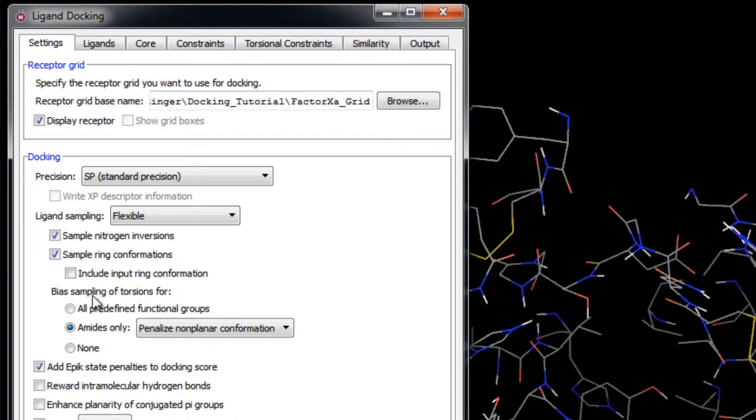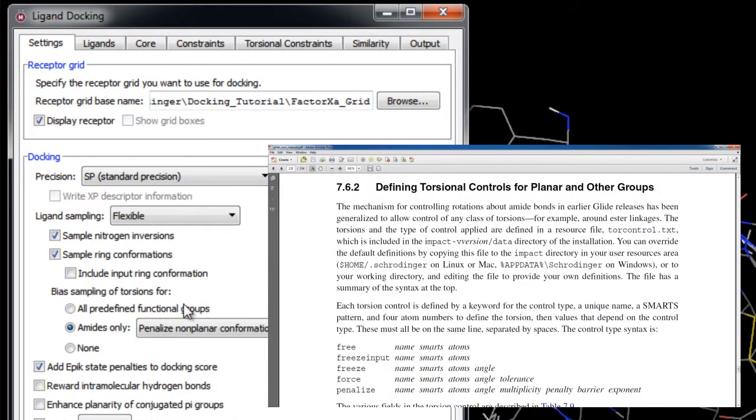Here, we have the option to bias sampling of the torsion around bonds that normally adopt a particular conformation, for example, amides and esters. And these options cover different selections of functional groups. So the first option would bias the torsion sampling for a set of functional groups that is defined in a resource file. More info can be found in the Glide user manual.